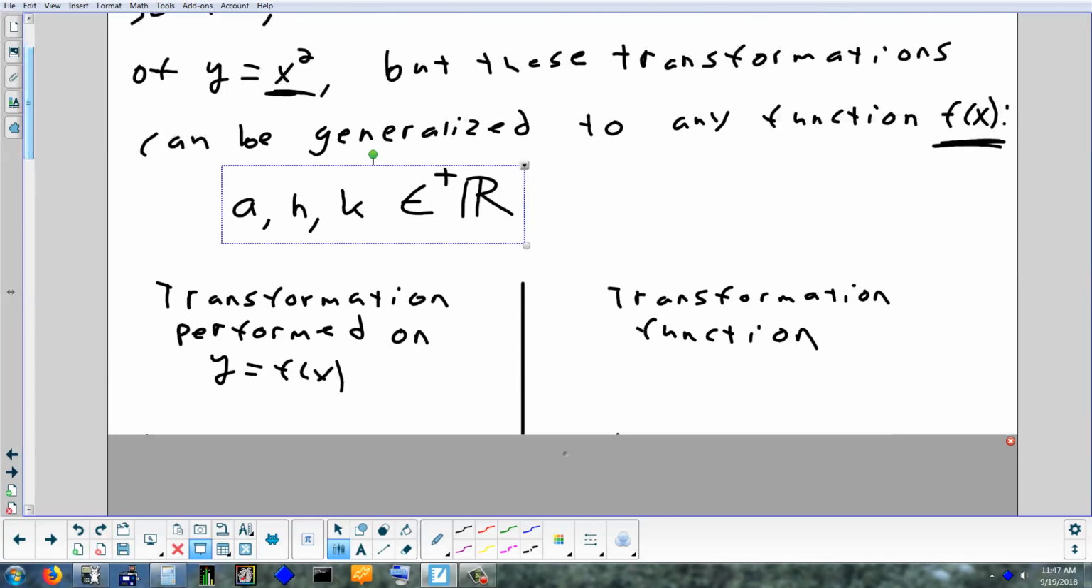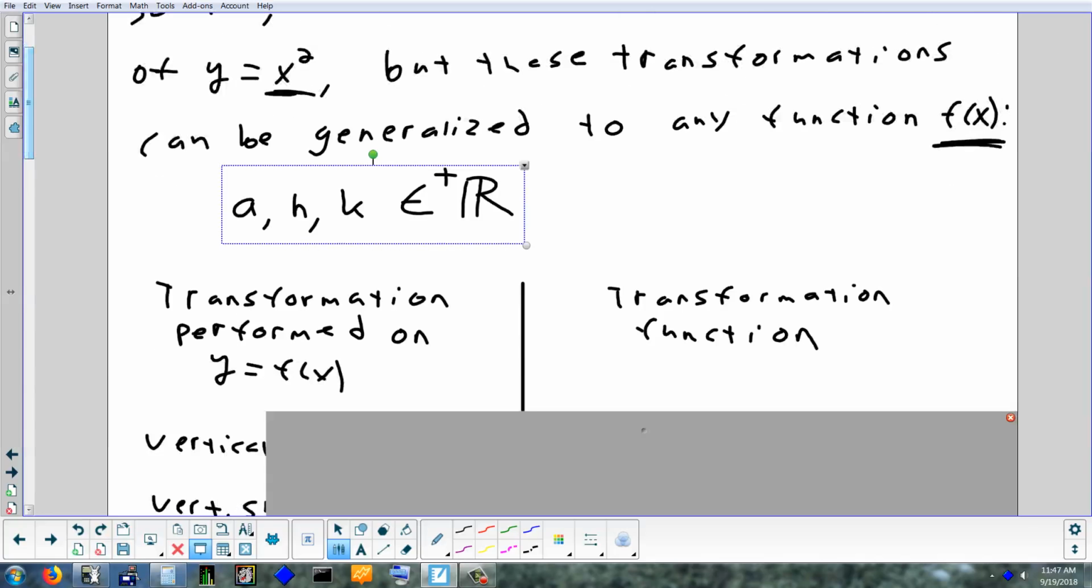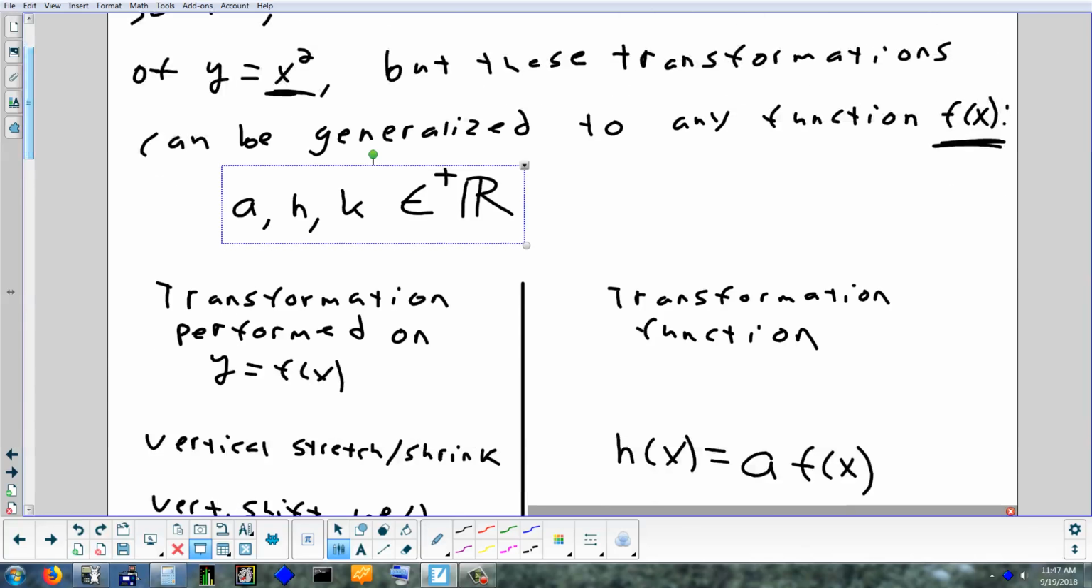Okay, so on the left, I'll write down the name of what we're doing, and then on the right, what it actually looks like. So vertical stretch and shrink. We reviewed a problem from the homework. What operation do you have to use to stretch or compress a graph? Yeah? Multiply x by a number. Yeah, you multiply by a number in front of the function.